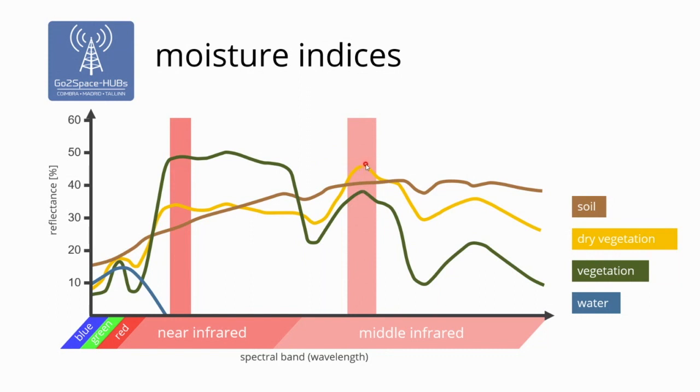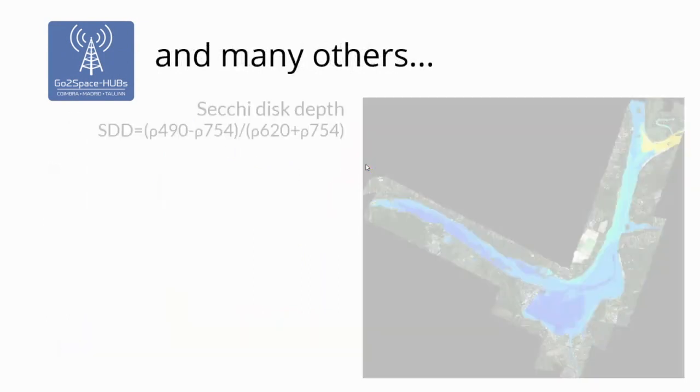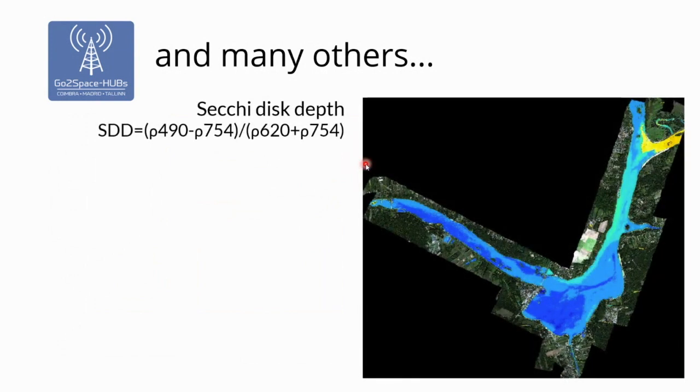So this is how it works, and very often we can use those indices to also evaluate the condition of vegetation. And sometimes they are even better than the indices based on near infrared and red we've seen before. And as I said, there are many others. Like for example, here there is an index for evaluating quality of water.